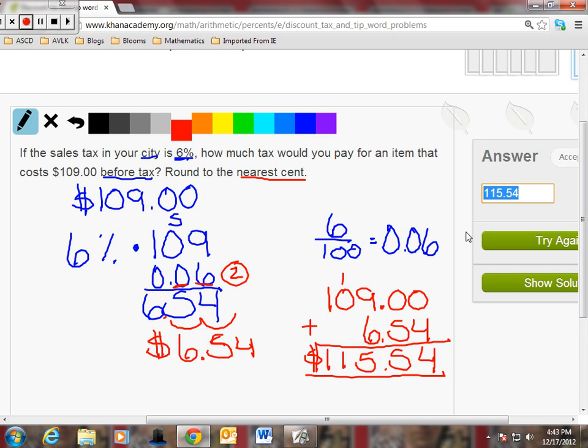Oh, what did I do wrong? What did I do wrong? Uh-oh. Round to the nearest cent? I thought we were on nearest cent. Did I add wrong? Let's take a look. Let's see if my multiplication's wrong.